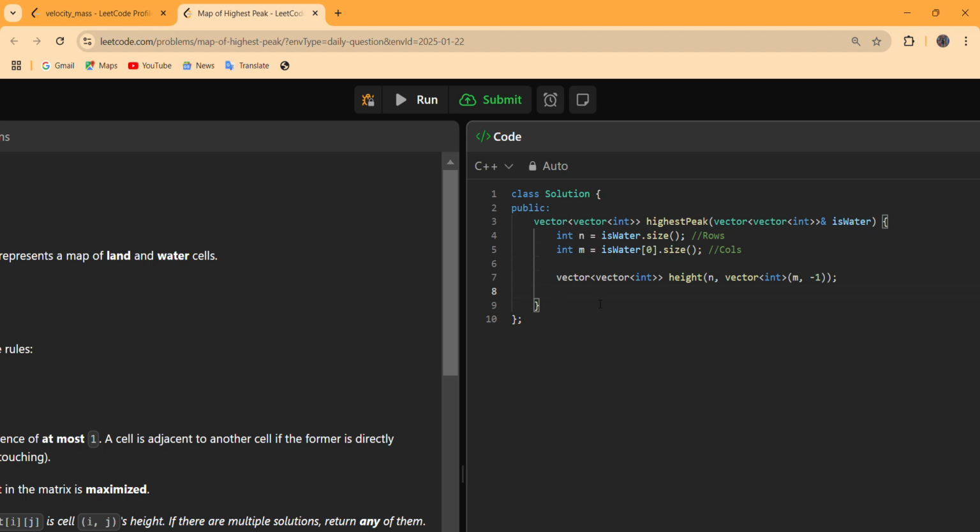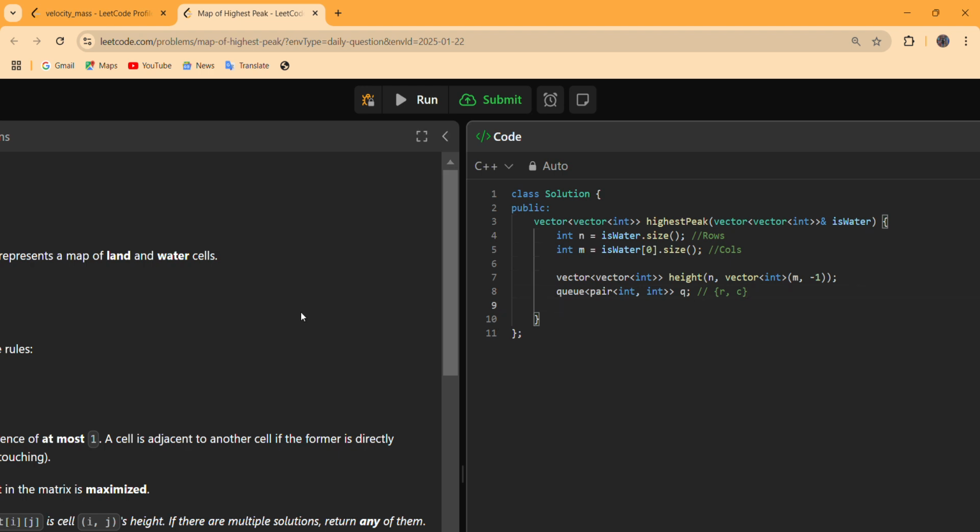Then what we have to do is we should move on every one at all at one time, like a multi-source BFS. So we have to put all ones in a queue. So initiate a queue which contains a pair of int. Basically, this pair represents the r comma c cell.